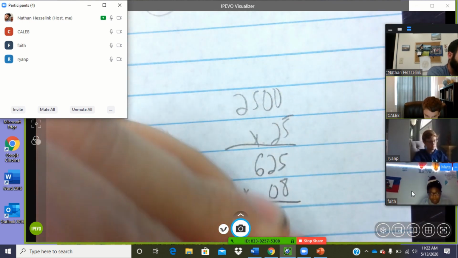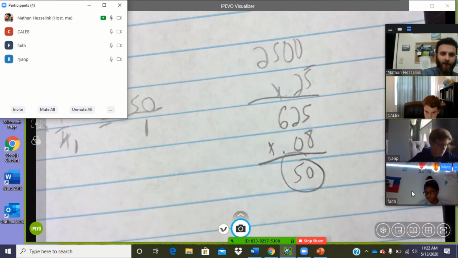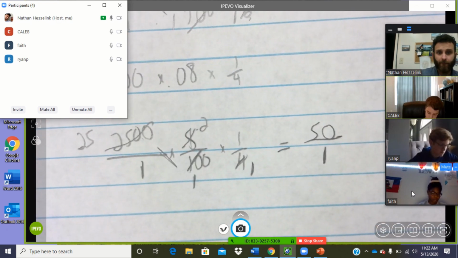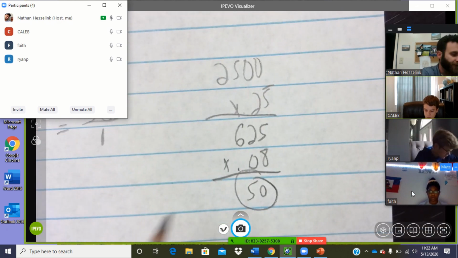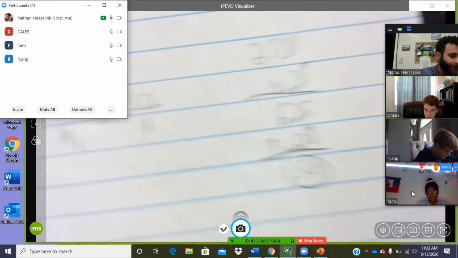Which gets us 50. We got the answer either way, either the decimal form or the fraction form. For me, the fraction form is much more, I guess, maybe fun and simple, okay? But the decimal form also works perfectly well. Math usually has more than one path to get the right answer.